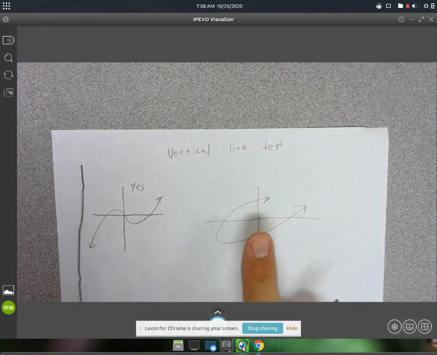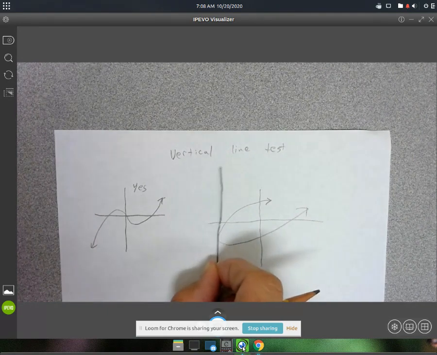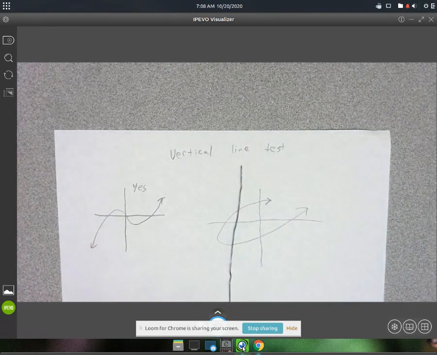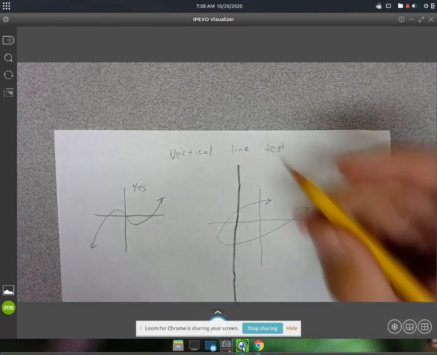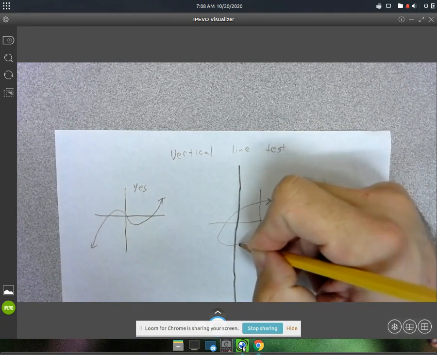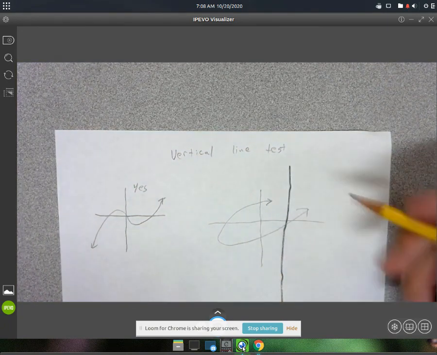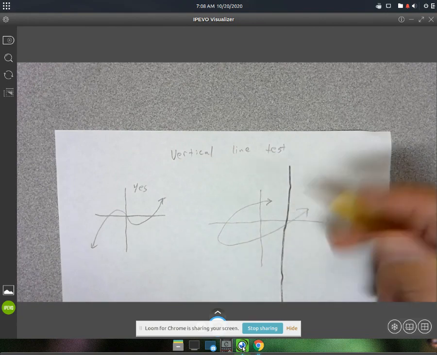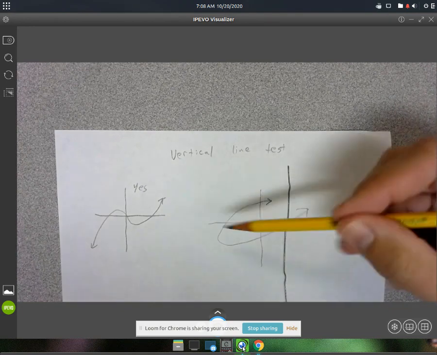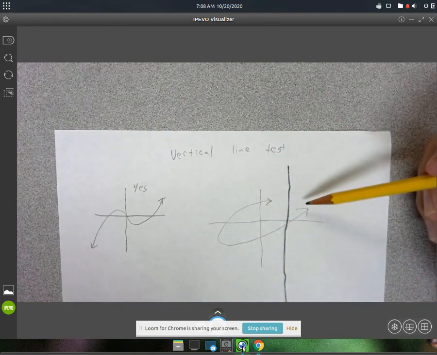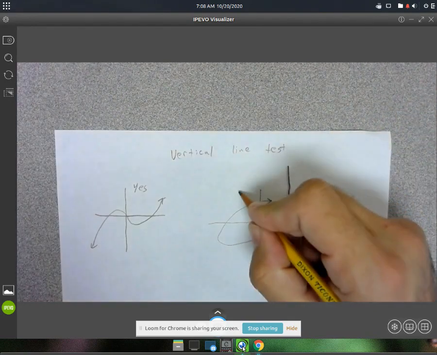But on this graph, if we move our vertical line towards it, right there, whenever we first put it on there, it fails the vertical line test because it crosses here and here. Just because it passes over here, on this side it's only crossing the one time, but that doesn't really matter because it failed on this side. So if it fails anywhere on the vertical line test, it is not a function.